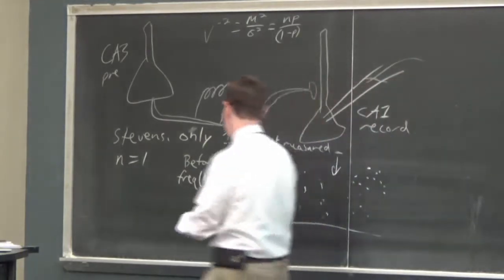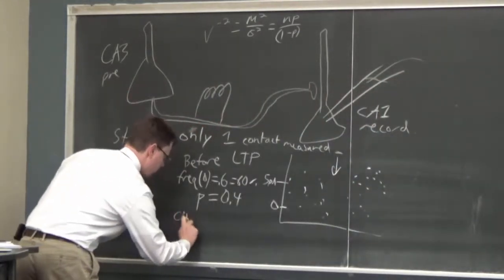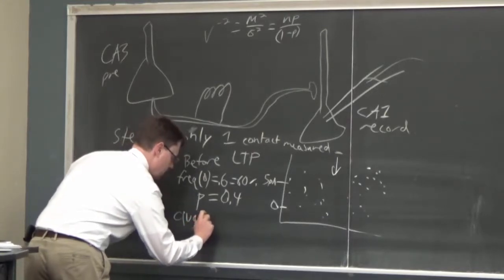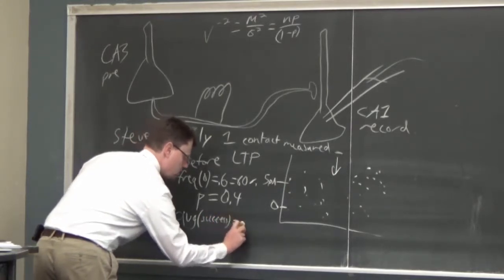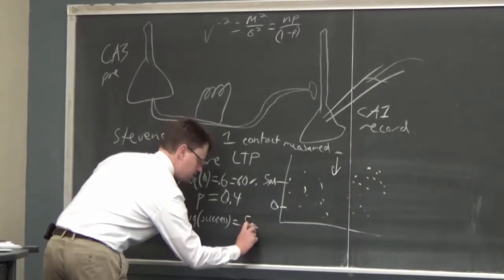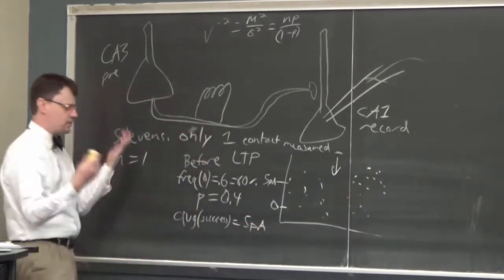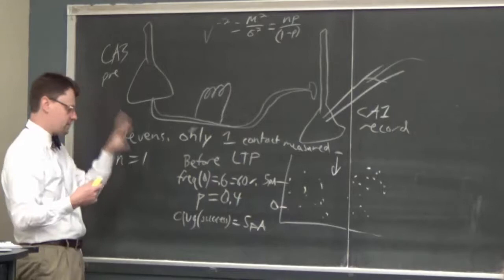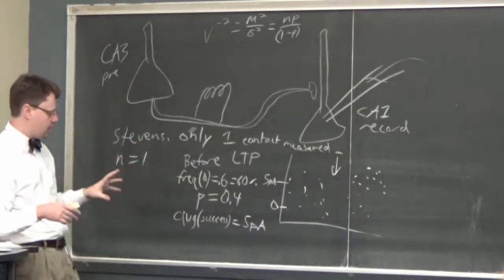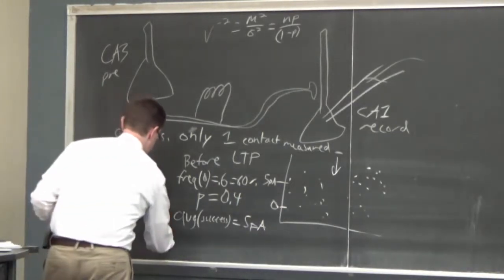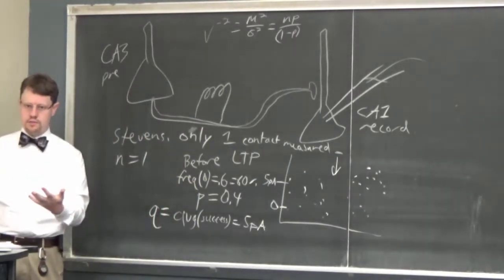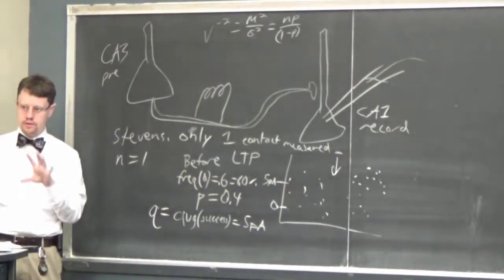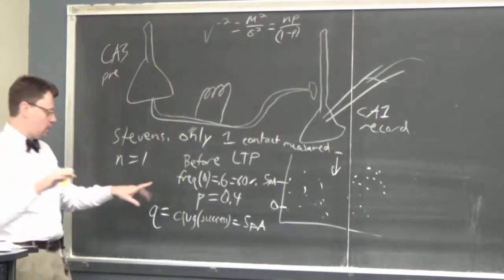Oh, sorry, one other thing, before LTP, our average size of successes is 5 picoamps. You could think of it as 5 millivolts, because we haven't really talked about the difference between current and voltage in this sense yet. And that's the definition of Q. Postsynaptic response when we get neurotransmitter coming out of our presynaptic terminal. Everyone good on that? Okay.